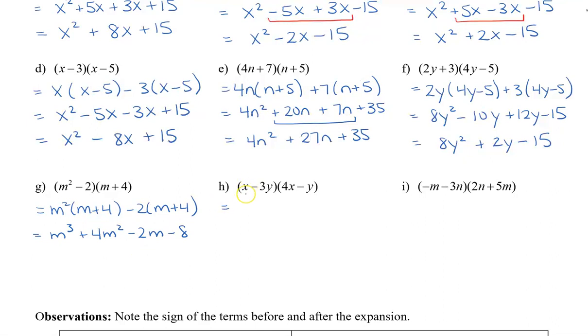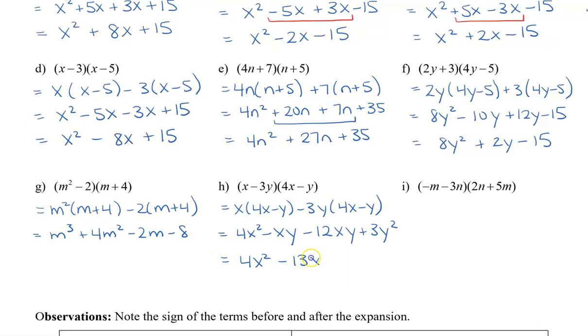Okay, and then in the next one, we have x times 4x minus y, and then negative 3y, also times 4x minus y. So we get 4x squared. This is a little bit different. We have negative x times y, and then we have minus 12xy, and then let's put this in order, and then negative 3y times negative y, which is positive 3y squared. And then we have 4x squared, negative 13xy. We can combine the two middle terms together, and then plus 3y squared.